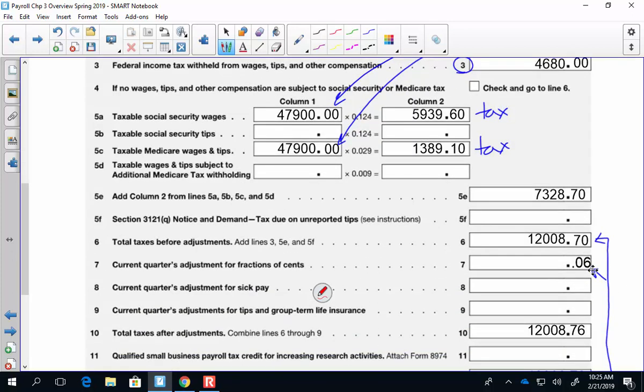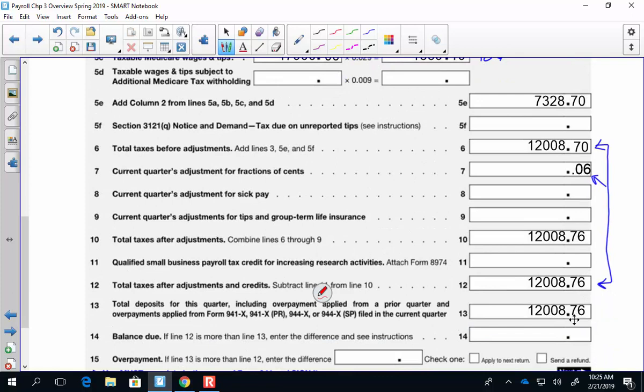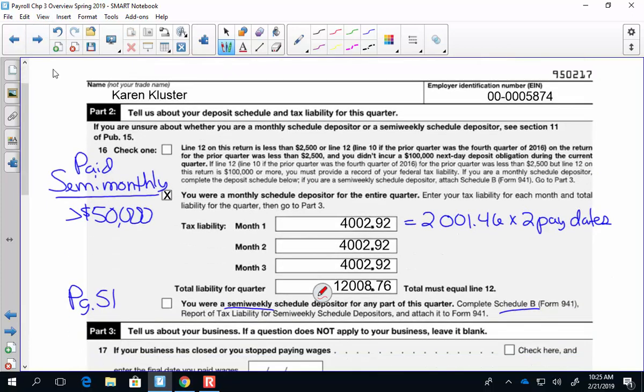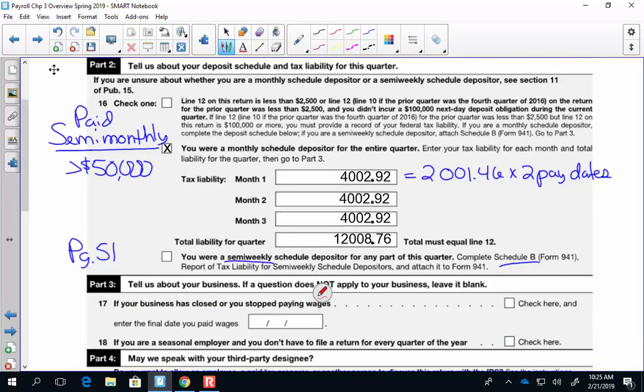How do we get this fractional difference? Comparing the deposit amount to what's reported on the form, in this case 6 cents. And then also how to fill out this second page, which is our deposits, right, for each payroll. Now, this particular question, they're paying 2 times a month. That's why we have 2 pay dates. And again, for simplicity purposes, each month has the same gross wages.